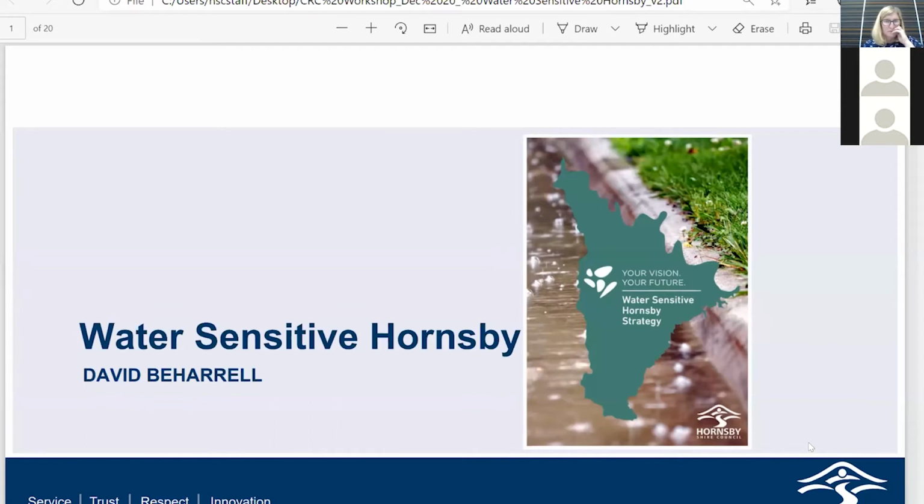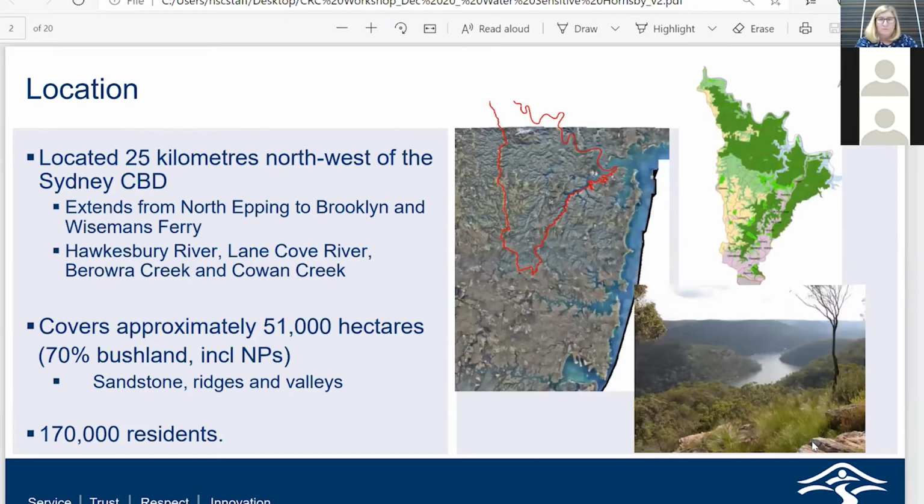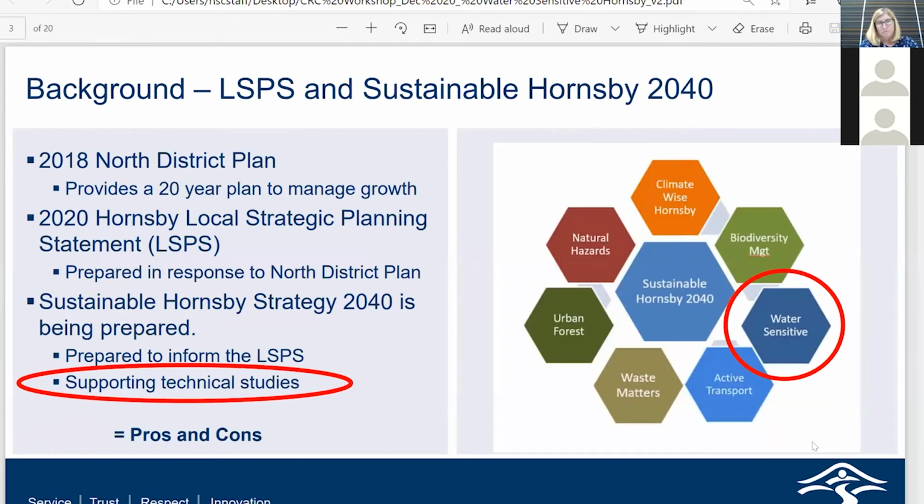Great. Okay. So, yeah, I gave just a bit of context in regards to where Hornsby is at. The work that got the water sensitive strategies up and running was our work that we needed to inform our Sustainable Hornsby strategy and our local strategic planning statement. This was one of the many studies we did in the last 18 months. At one stage, we were doing up to 15 different strategies and public domain strategies. So there was a lot of work to be done there. I suppose that produced quite a few benefits and a few challenges as well.